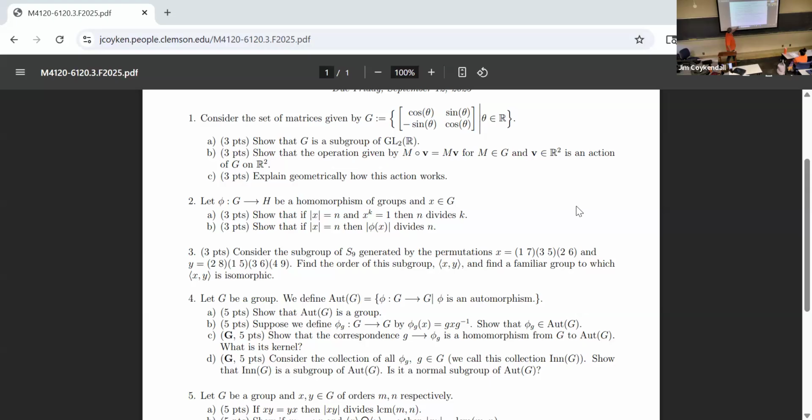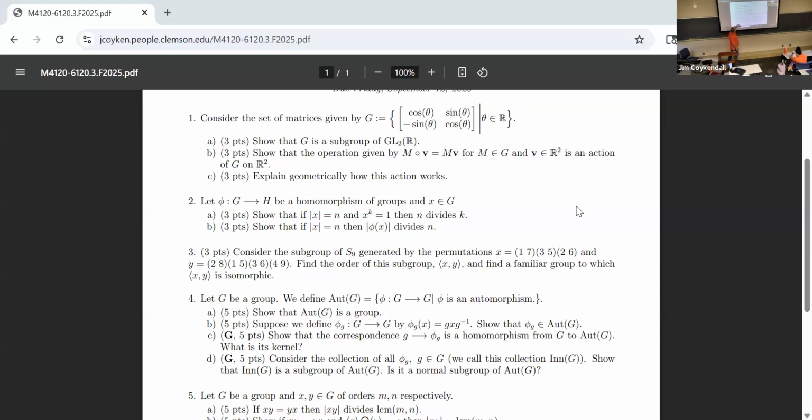Define this set. Well, G's a group. We define Aut G to be the set of all automorphisms from G to G. Notice one of these automorphisms is the identity automorphism. Show that these automorphisms actually themselves form a group. Suppose we define phi sub G from G to G by phi G of X is GXG inverse. Show that that is an automorphism.